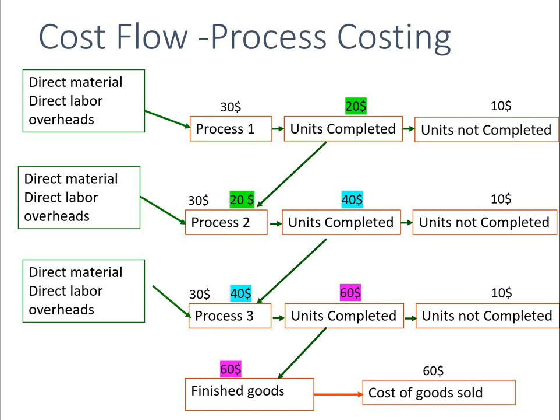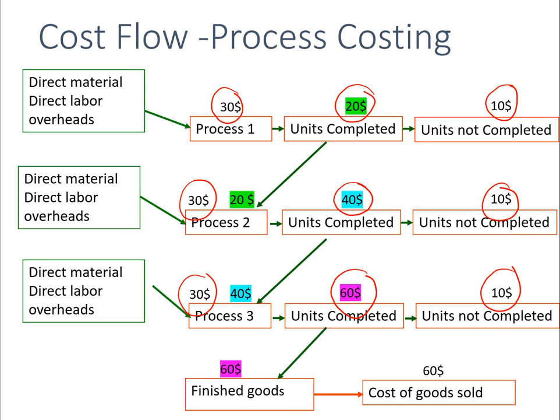Now we will examine this further. You can see my total cost incurred is 30, 30, 30 in three process, total 90. And the cost of goods completed is accumulated here and 60 is accumulated. So where are the 30? 30 is in the units not completed. So now what you are doing actually is this $90 is segregated between 60 and 30. Now you know how much cost is there in the ending inventory at the end of the day and how much cost is there in the completed goods.